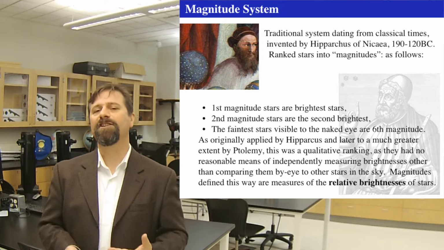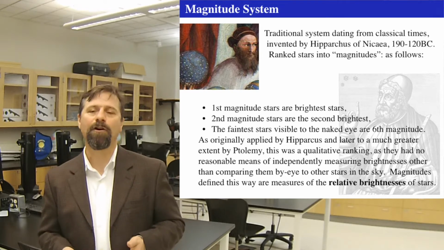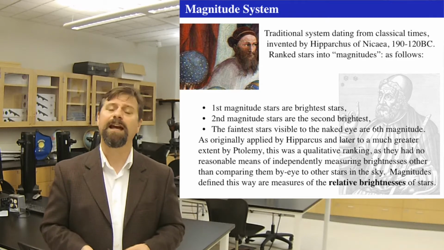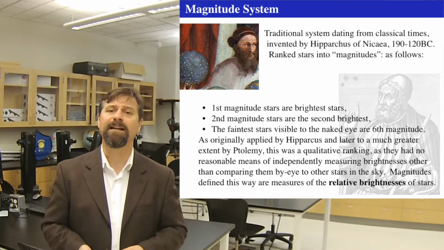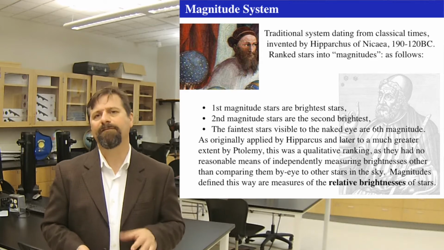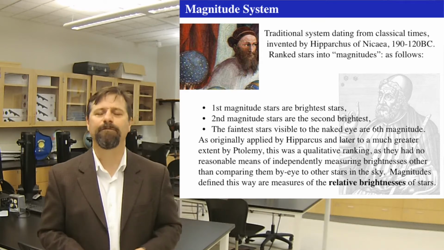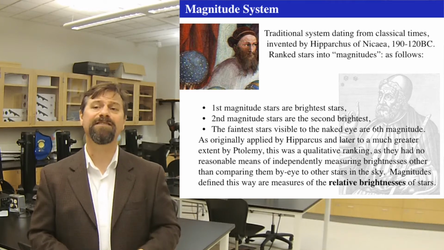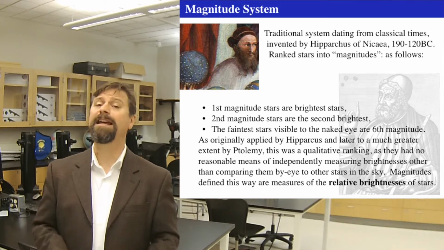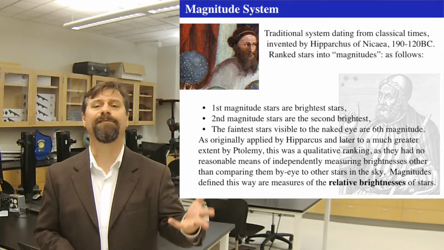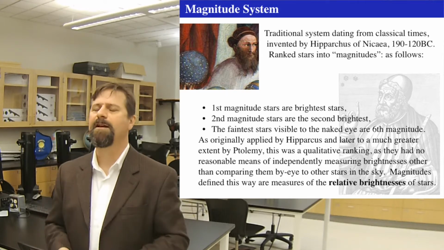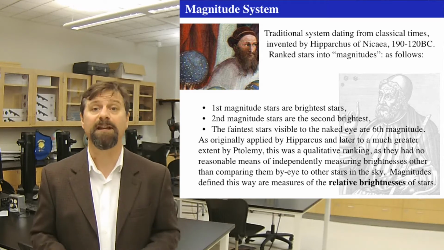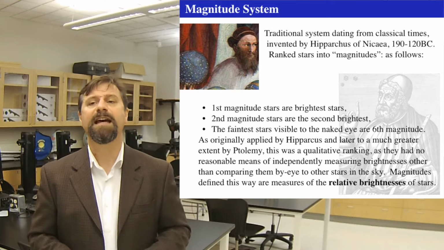Well, the tradition of magnitudes dates a very long time ago. It comes from Hipparchus, a Greek philosopher of Nicaea, who lived roughly in the 2nd century BC, about 190 BC to 120 BC, and he classified stars and ranked them into magnitudes. He said the first magnitude stars are the brightest, the second magnitude stars are the second brightest, and the other ones are dimmer than that. So he ranked them into 3 groups.